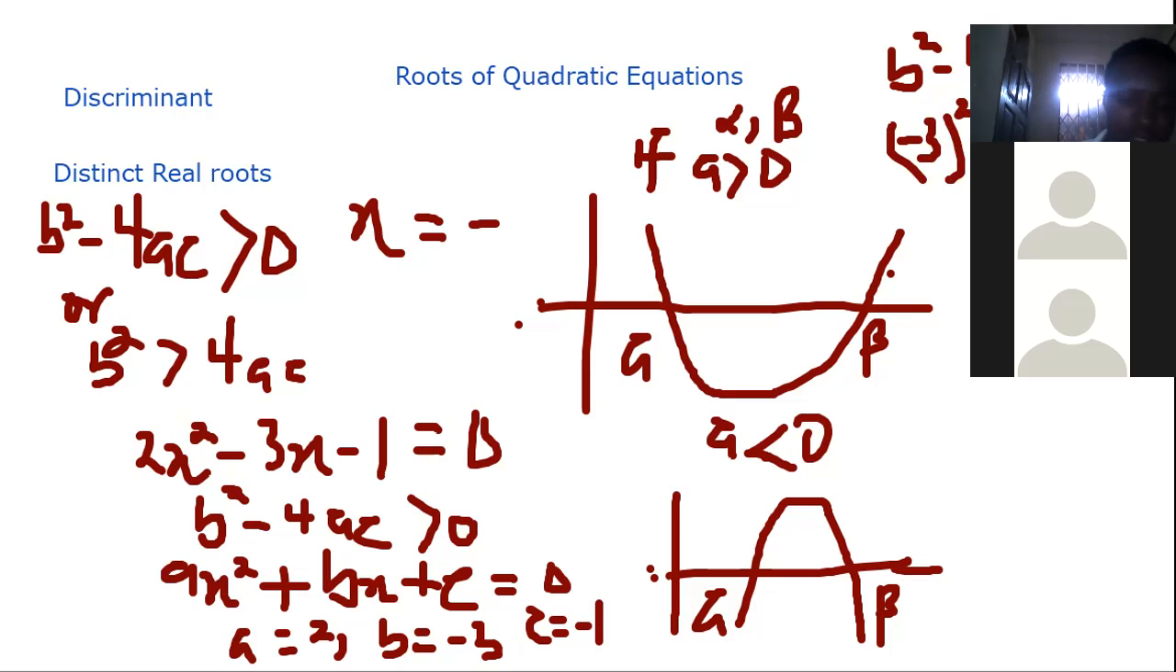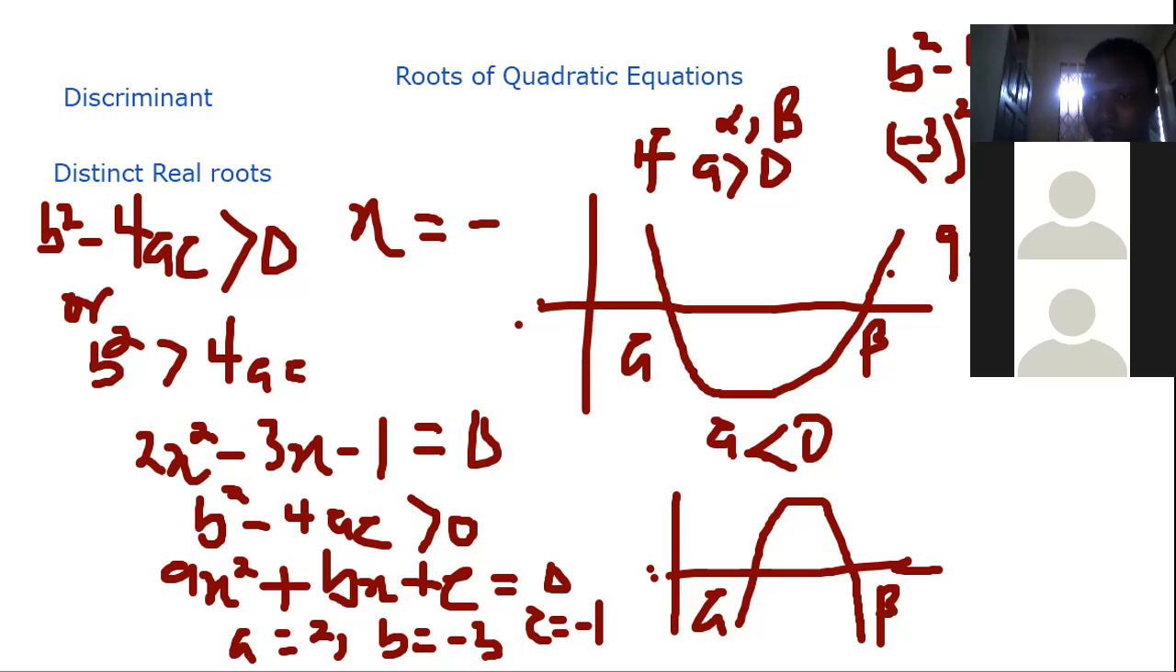Must be greater than 0. So we are going to get -3 squared, which will give us 9, minus -4 into bracket 2 times -1, which will be -2. So -2 times -4 will be 8. So the whole of this will be 9 plus 8.